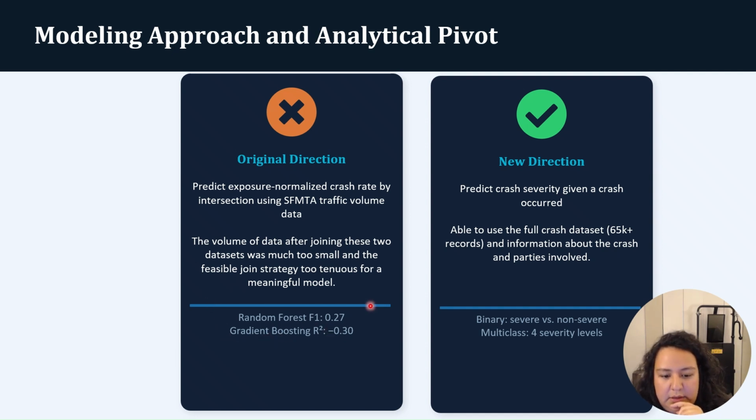We have a random forest F1 of 0.27. I also tried a gradient boosting model, and that had a negative 0.3 R squared. So this is where I decided to predict crash severity given a crash occurred, which allowed me to use the full crash data set and all the information about the crash and parties involved. And so for this, I built two models, which I'll talk about right now.